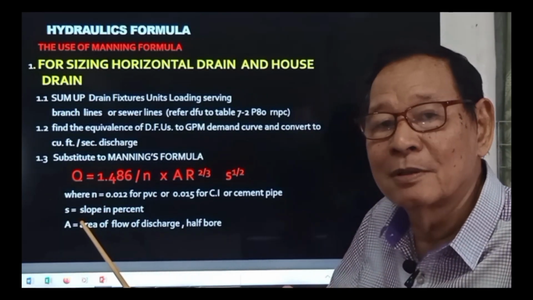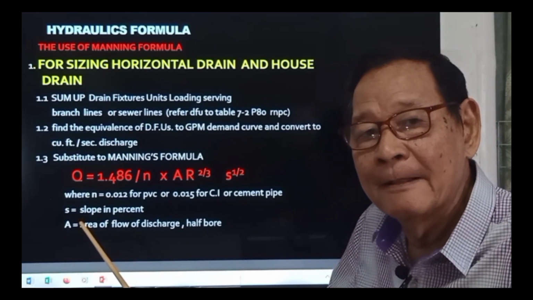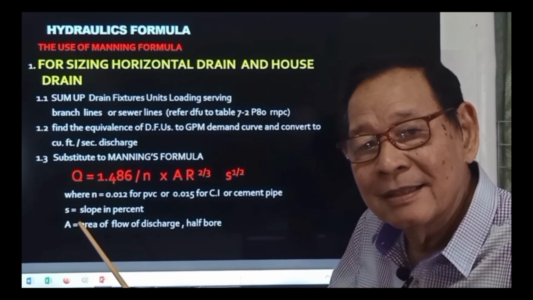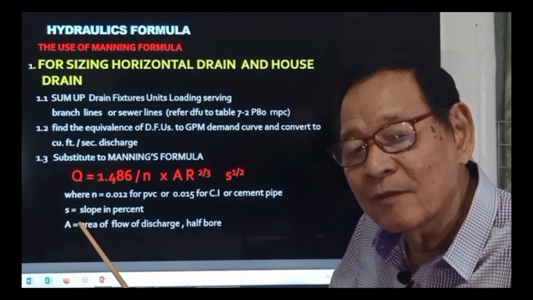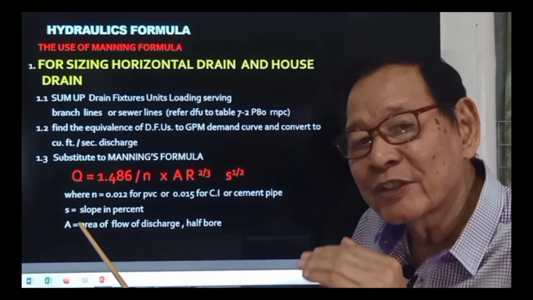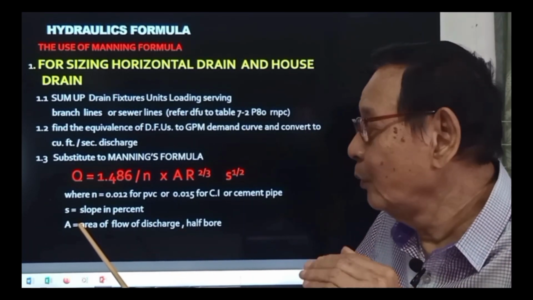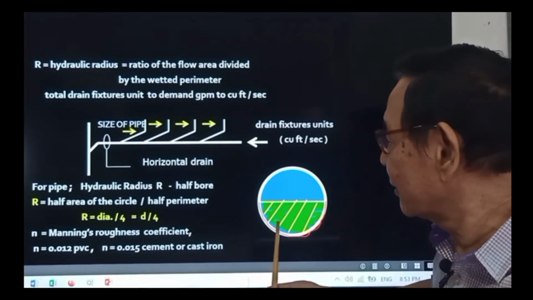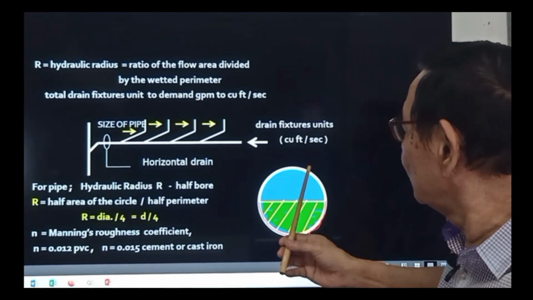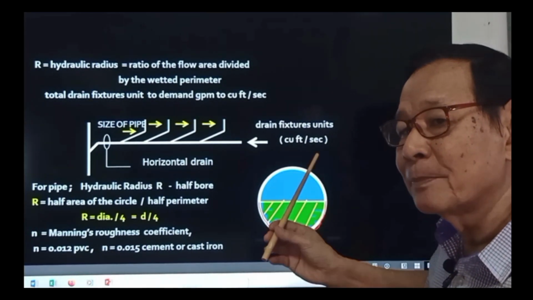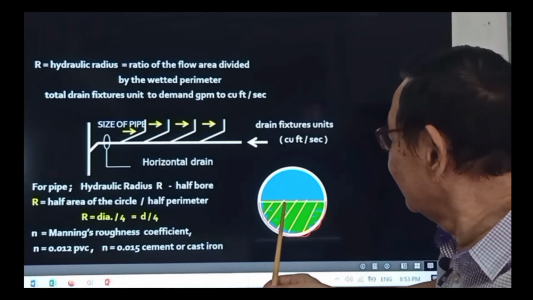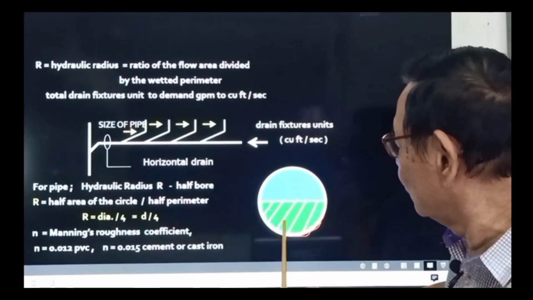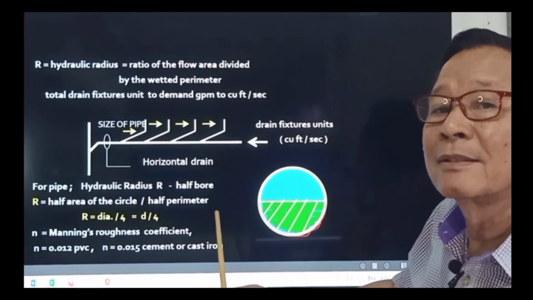We have a full bore and we have a half bore. But in plumbing engineering, most likely the most efficient is the half bore. Because when there are surges, it will not just overflow the trap seal that we will have, but it will just rise because this one is empty and only this water is half filled of the pipe.